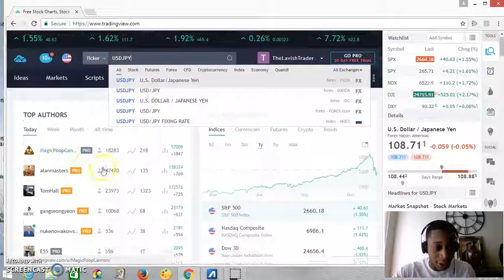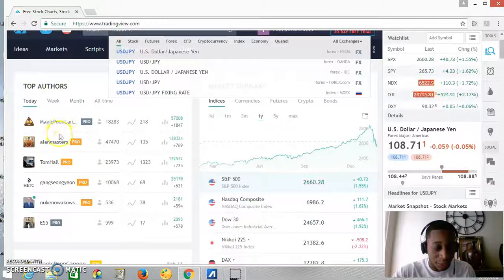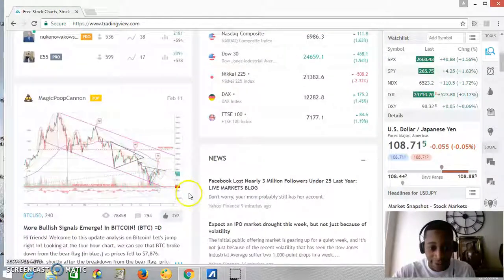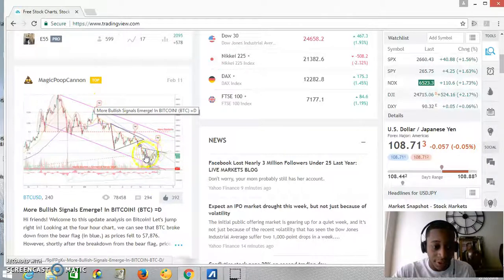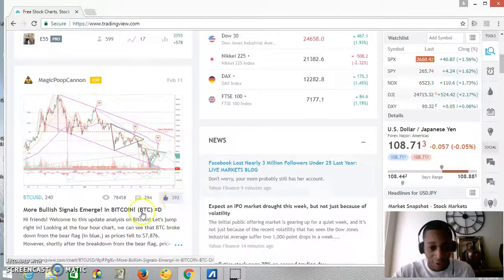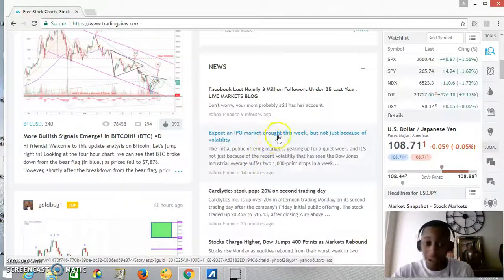So here they just have the top authors, which are people who are registered on TradingView, where they show their analysis and talk about the different currency pairs. Another great thing about them is that they also have the news.